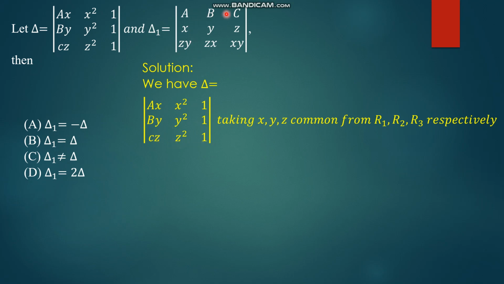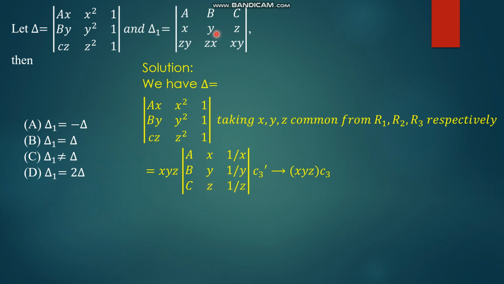But in the answer, we just need abc. So what I do is, we will take x, y, z common from R1, R2 and R3. When you do that, x will be outside, so this will be a, x square, 1x is taken out, x. But here there was no x, so we have to divide it. So it is 1 by x. Similarly, b by y, c by z.